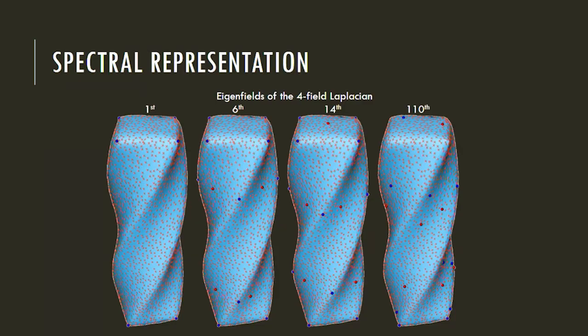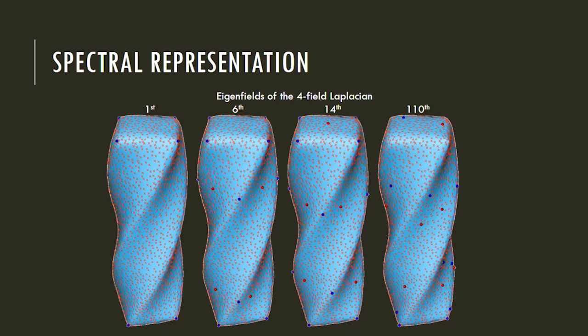So I explained all the constraints now and all the ingredients to our system. What I did not talk about yet is how we turn this system into a real-time system. And what we see here are eigenfields of this 4-field Laplacian on this curved bar mesh. The observation is that the lowest eigenfields of the n-field Laplacian correspond to the smoothest fields.